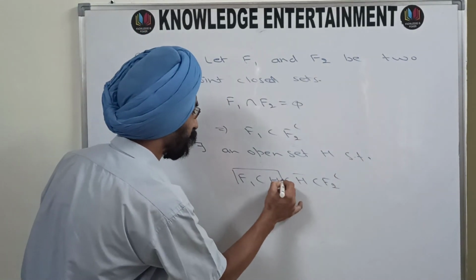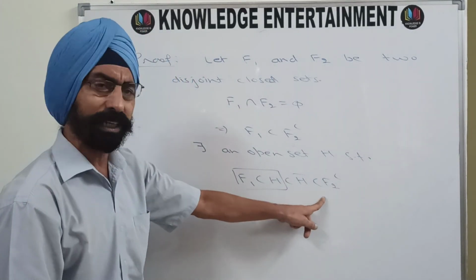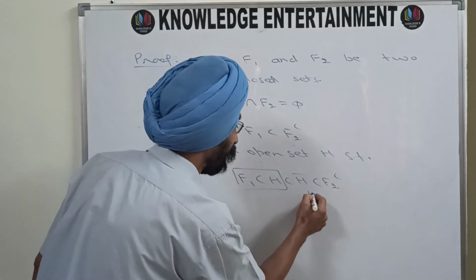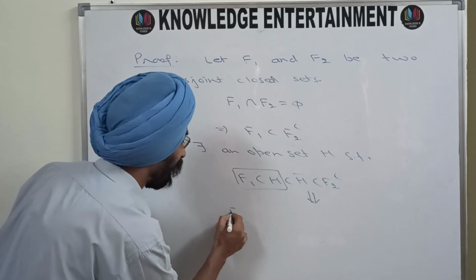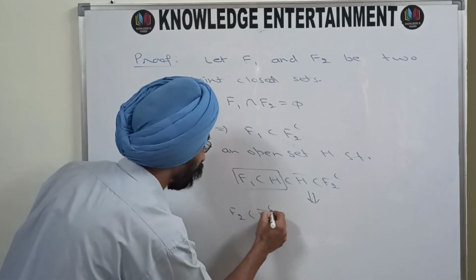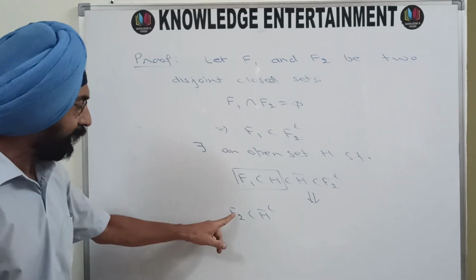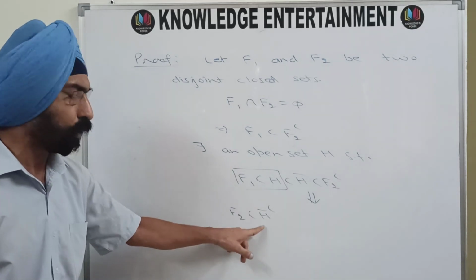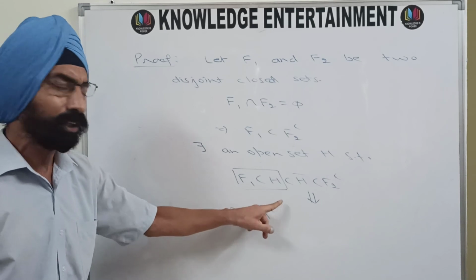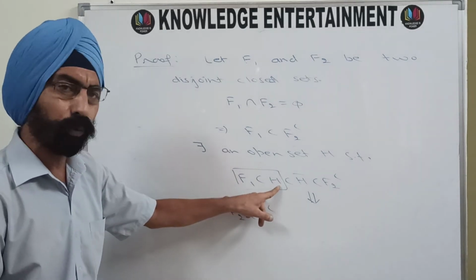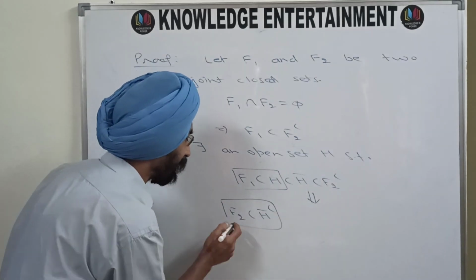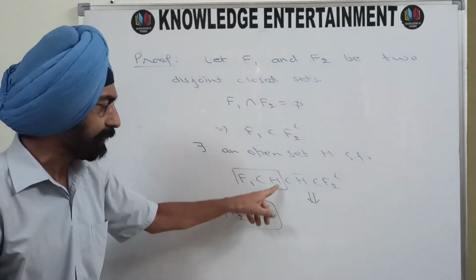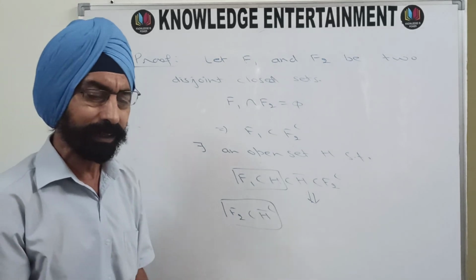Now F1 is a subset of H. Now I'll concentrate on the second part, that H bar is a subset of F2 complement. From here you can have F2 is a subset of H bar complement. H bar is a closed set, so its complement is open. F1 is contained in an open set. F2 is also contained in an open set. Now the only thing that remains to prove is that their intersection is phi. That means these two open sets are disjoint.